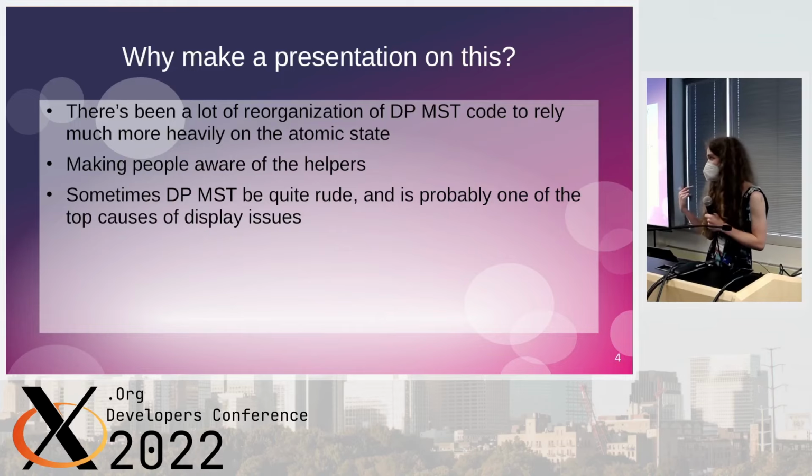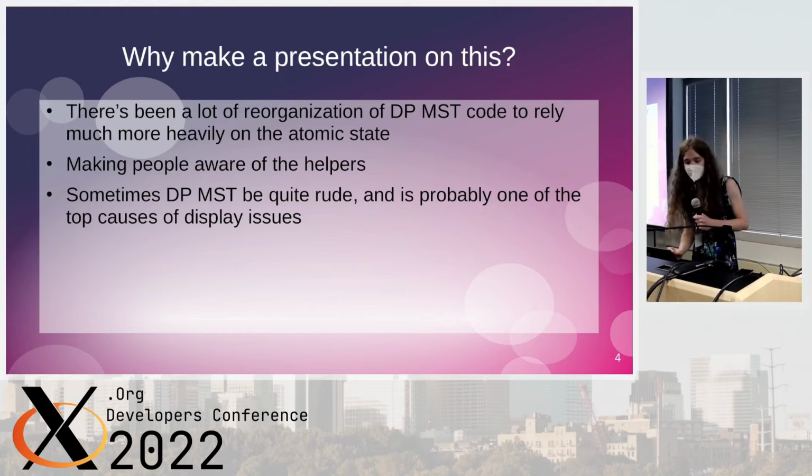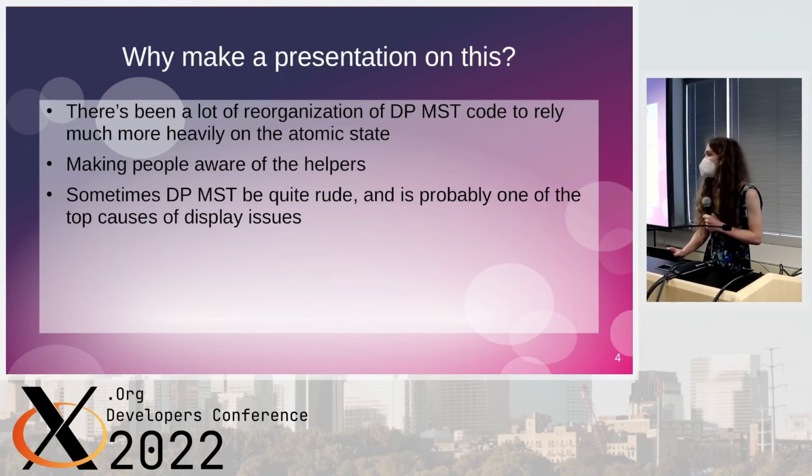Most of this was because we introduced MST support before Atomic had been introduced into the kernel. So originally we had to keep code working for both paths. This also just generally makes people aware of the helpers that we have for this. And also because of the fact that DP MST can be pretty rude. It's probably one of the top causes of display issues that I run into in general.